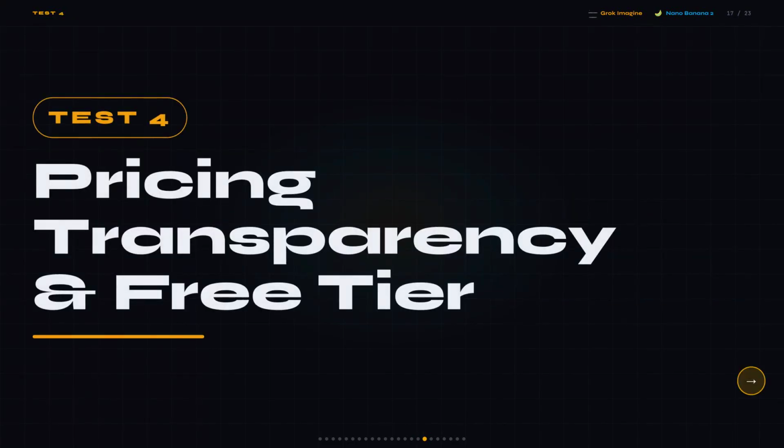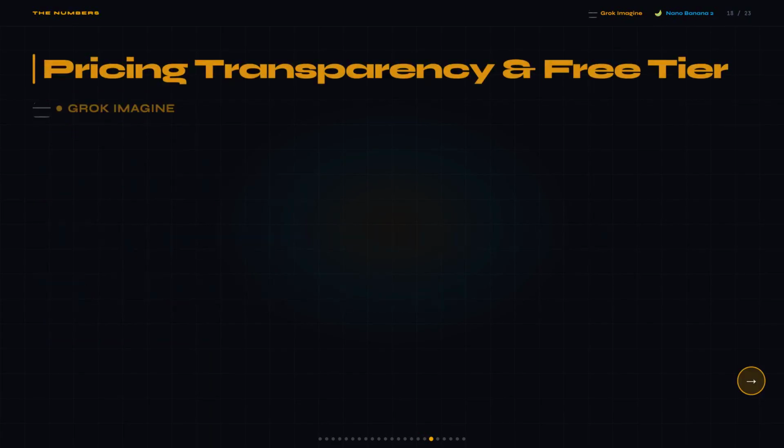Test 4, pricing transparency and free tier. When this goes wrong, you scale up an image pipeline thinking you know your cost per image, then you hit an undisclosed throttle or a rolling window reset you didn't know existed, and your budget math is suddenly wrong. Both of these products removed their free tiers in 2026, so every image now costs real money.